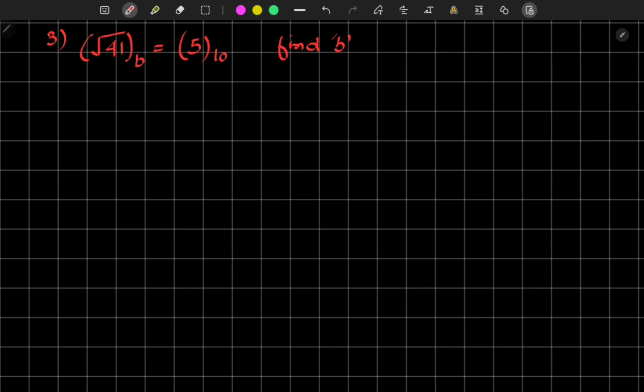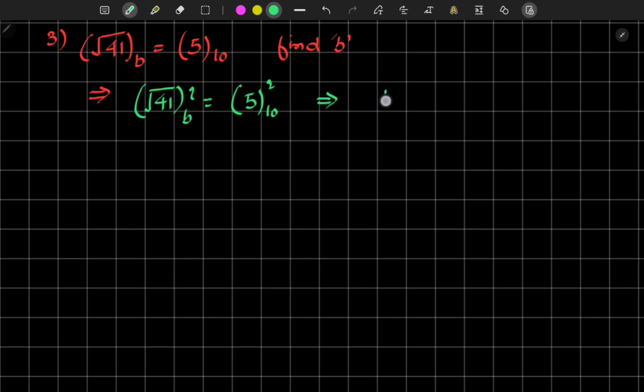The final problem for today's session is square root of 41 with base b is equal to 5 with base 10. So we have to find the value of b for which this equation is true. Again, we have a square root here, so we need to cancel out this square root. Therefore, we need to square on both sides. So it will be square root of 41 base b whole square is equal to 5 with base 10 square.